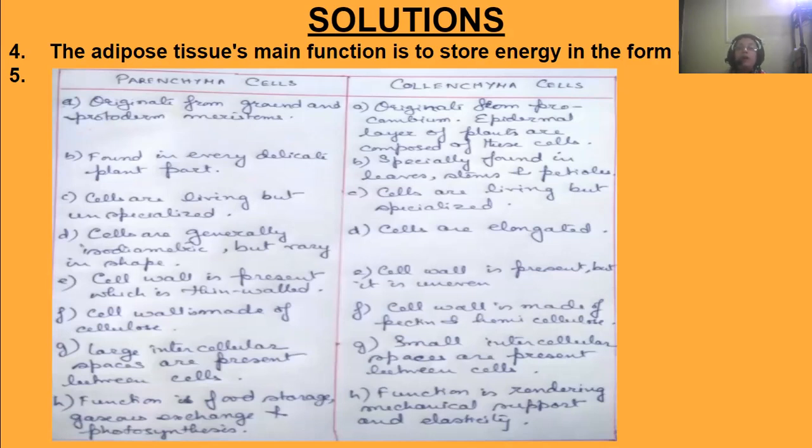Then parenchyma cells function in food storage, gas exchange, and photosynthesis, whereas collenchyma cells function in rendering mechanical support and elasticity. So the parenchyma cells help in food storage, they store food, they exchange gases, and they also take part in the photosynthesis process. Whereas collenchyma cells give mechanical support and elasticity to the plant parts.